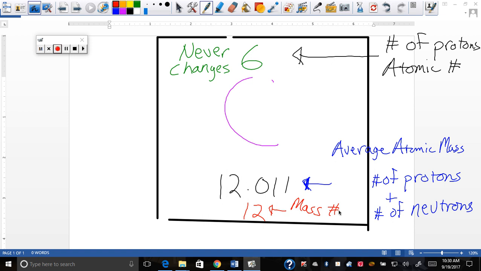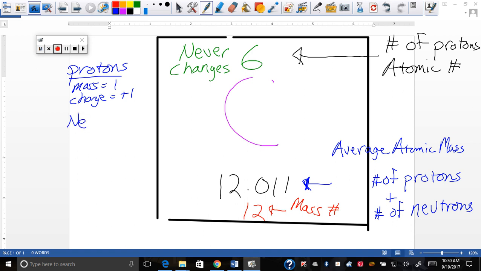All right, protons and neutrons. Notice I have not said anything about electrons. Here's the reason why I haven't said anything about electrons. Protons have a mass of 1. They weigh something. They also have a charge of a positive 1.